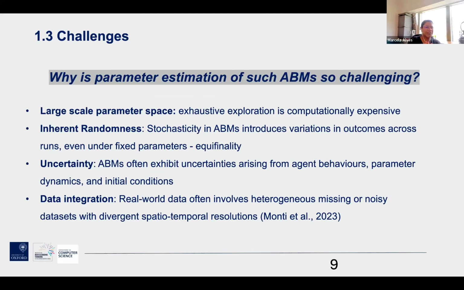So the challenge: why is parameter estimation of such ABMs so challenging? Talking a little more about the challenge I deal with day-to-day, which is applied to economy. We have this very large parameter space, so we cannot just randomly explore it, although this is how it is done most of the time, with Markov chain Monte Carlo, as much as we can. But this is not the most efficient way to explore a parameter space.